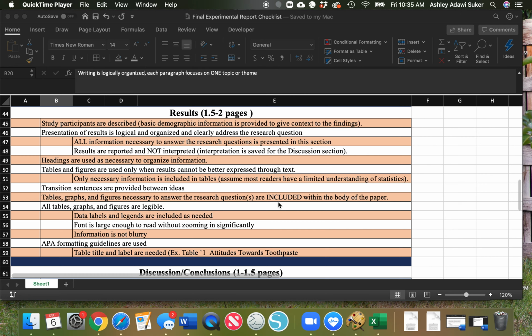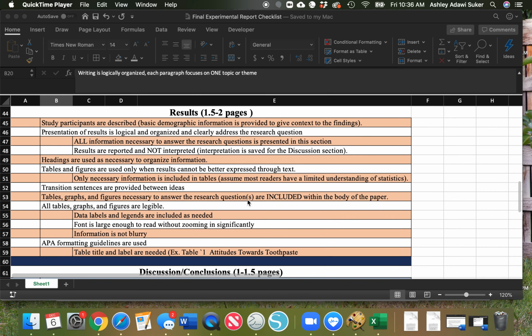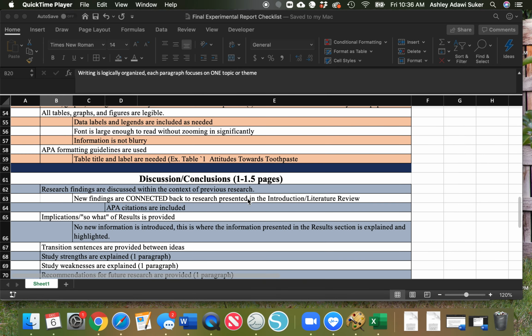Also remember, the results section is the only opportunity you have to introduce new information. This is where you get to answer your research question. You're going to lay out all the information and explain what it means in the discussion section. No new information can be introduced in the discussion section. So you've introduced all of that information.